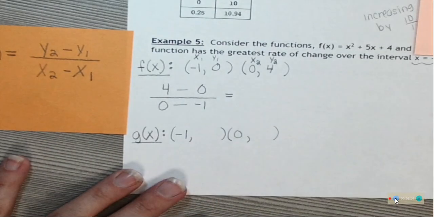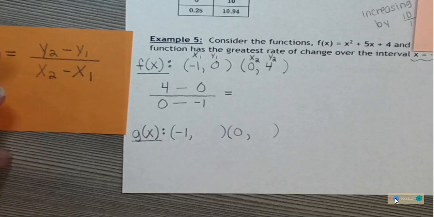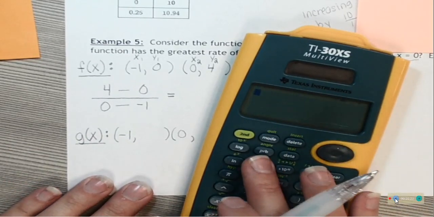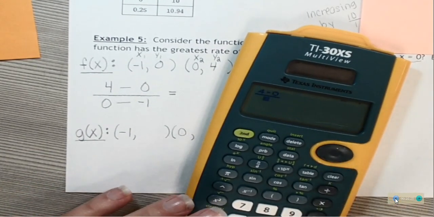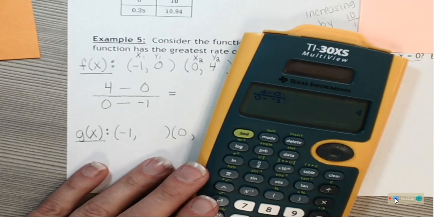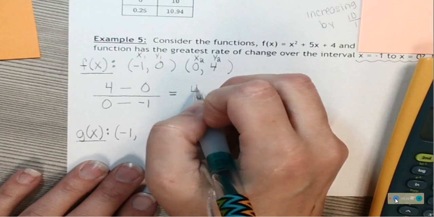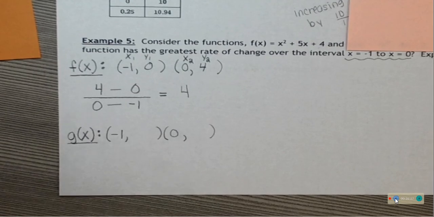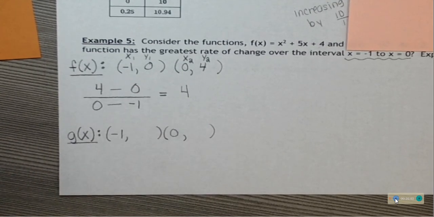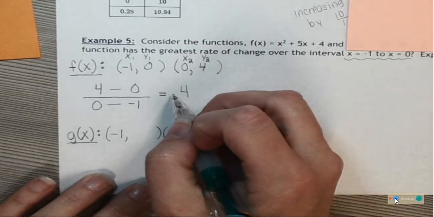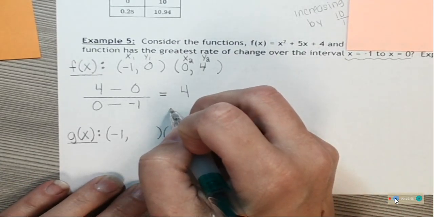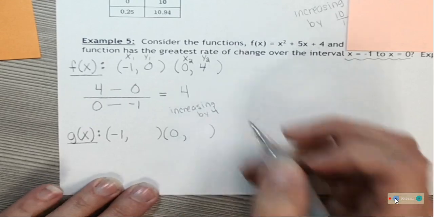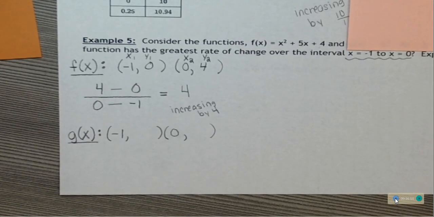Once you plug it in, how do you find the actual rate of change? You could either do that in your head, or you could do like Miss Lusher and just type it in. 4 minus 0 over 0 minus -1. I get 4. So the rate of change of f of x is positive 4. So what does that tell me about the direction that that's going? What's positive 4 mean? Going up. It is simply increasing by 4. That's all it means.